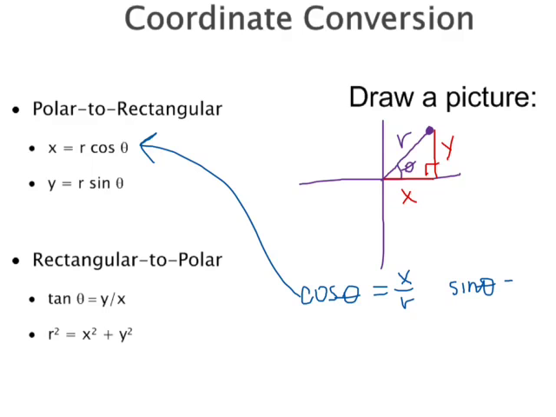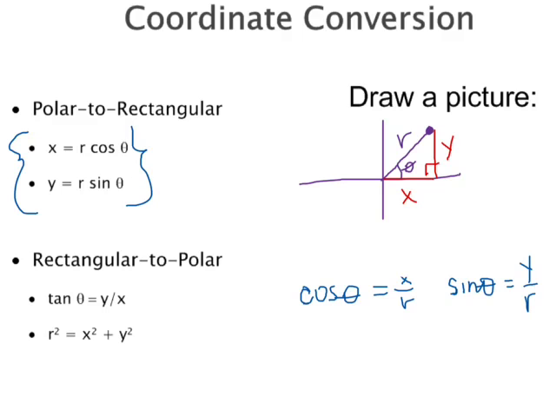So the sine of theta is opposite over hypotenuse. If we solve for y there, that is how we get our y conversion. Y equals r sine of theta. Okay, so if you have a polar coordinate, you can simply just use these two conversions to get your xy coordinate, or your rectangular coordinate.